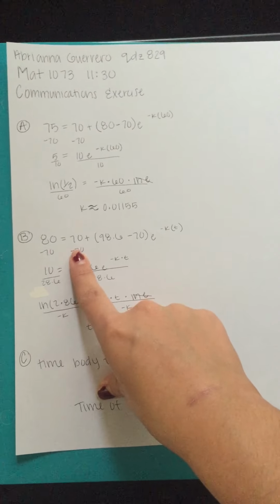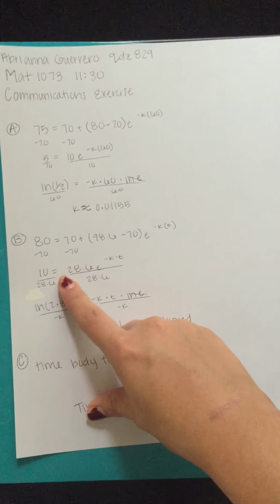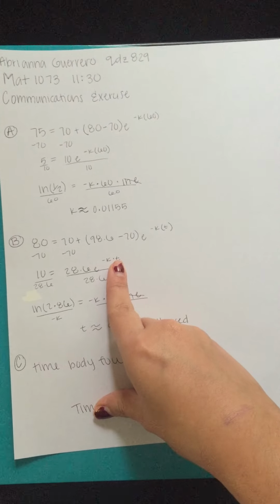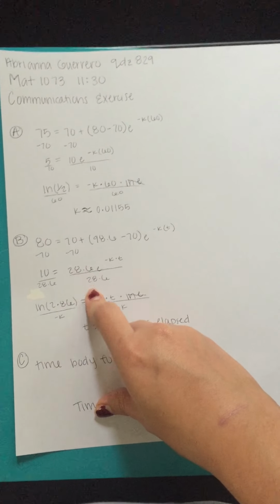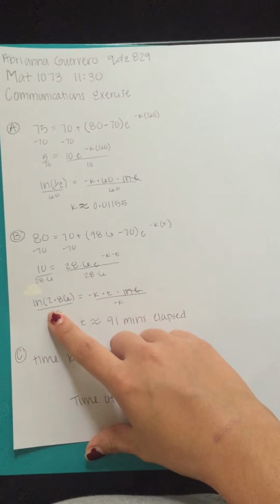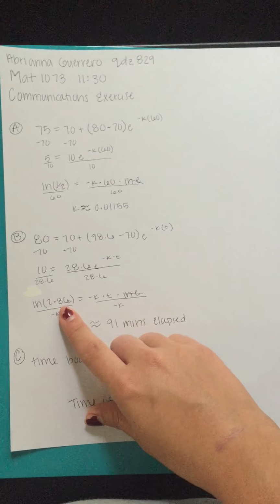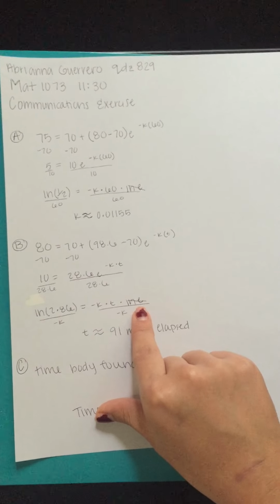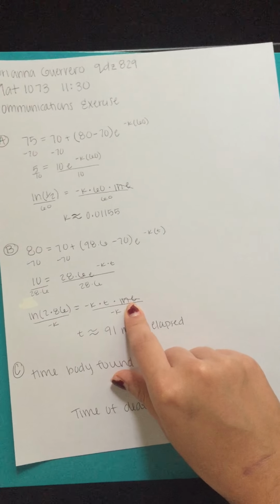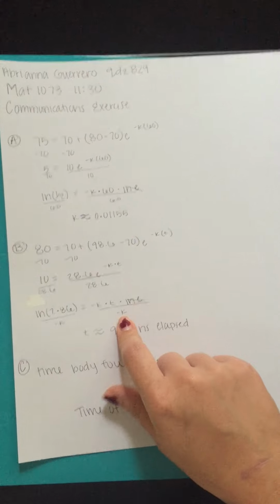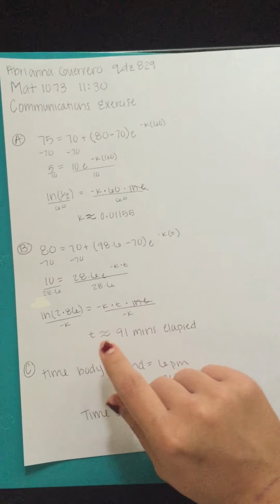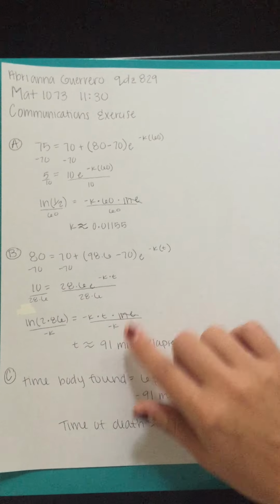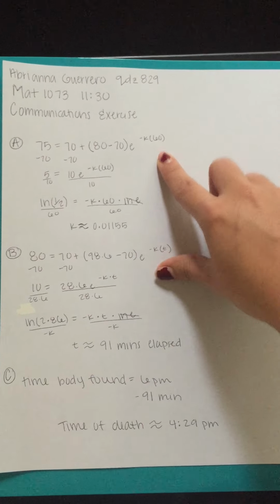To solve this, we're going to subtract by 70. That gives us 10 equals 28.6 e to the power of negative k times t. We're going to divide both sides by 28.6. That gives us the natural log of 10 over 28.6 equals negative k times t times ln e. Again, this is equal to 1, so that cancels out. We're going to divide both sides by negative k, and that gives us an approximate time of 91 minutes elapsed. This is in minutes because k is also in minutes up here.